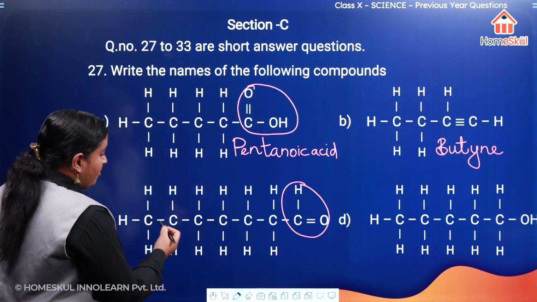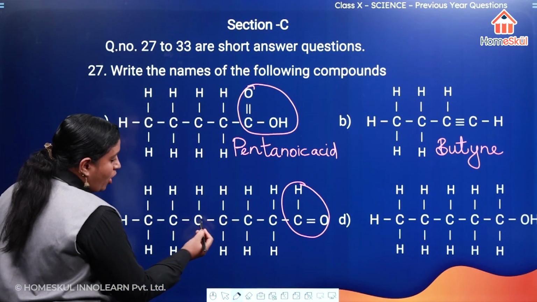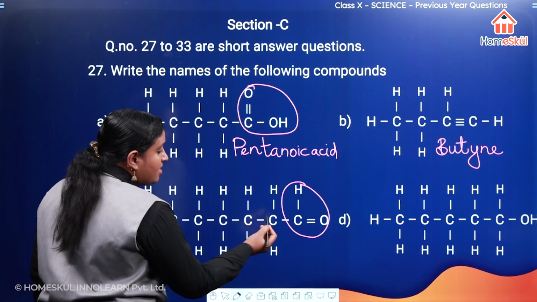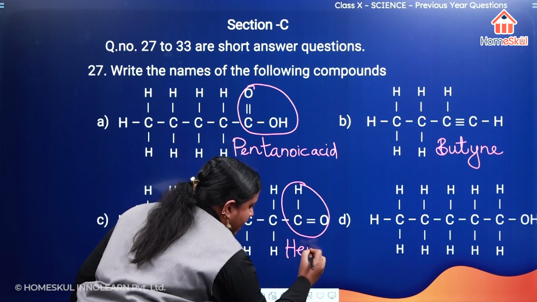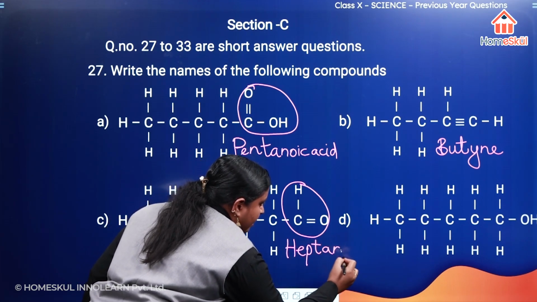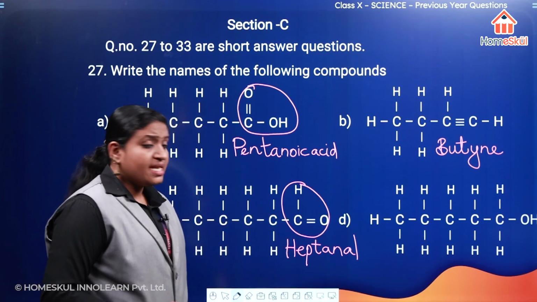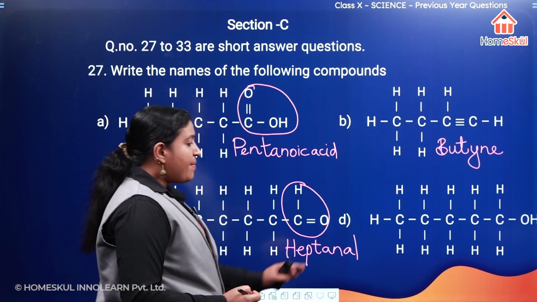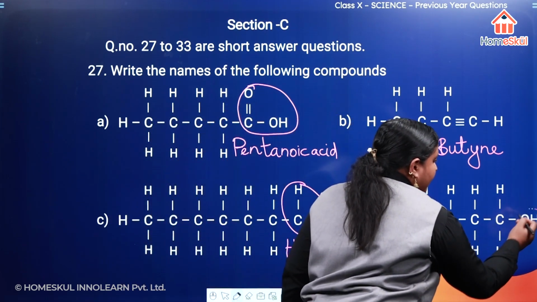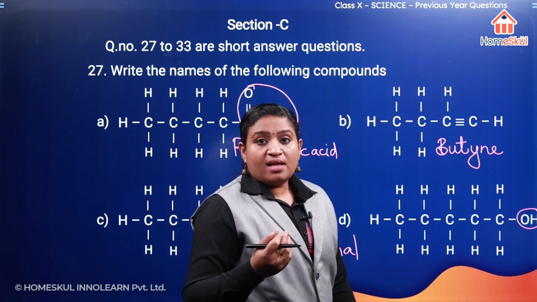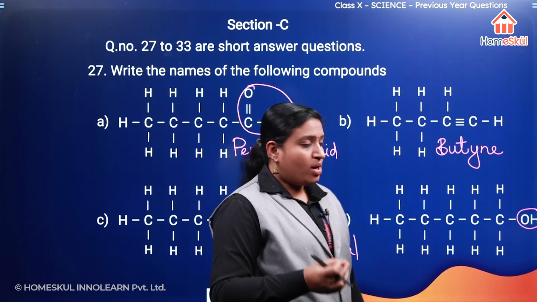Okay. First, find out the number of carbon atoms. Meth, eth, prop, but, pent, hex, hept. So it is heptanal because it is an aldehyde, isn't it? So it is heptanal. Coming to the fourth one. Here you can see an OH group again. So it is an alcohol. So the name will end with OL.